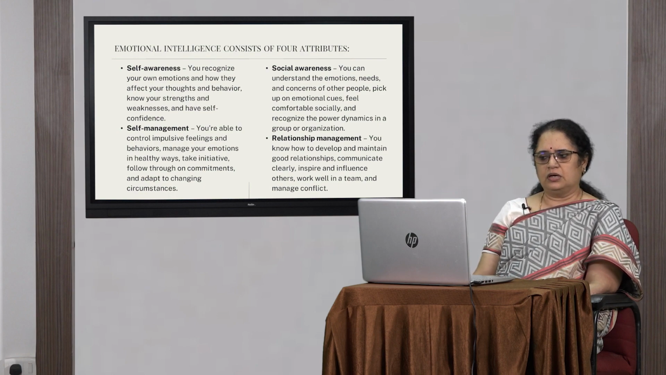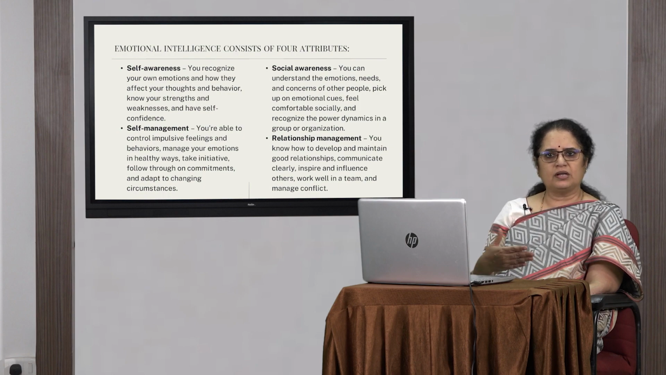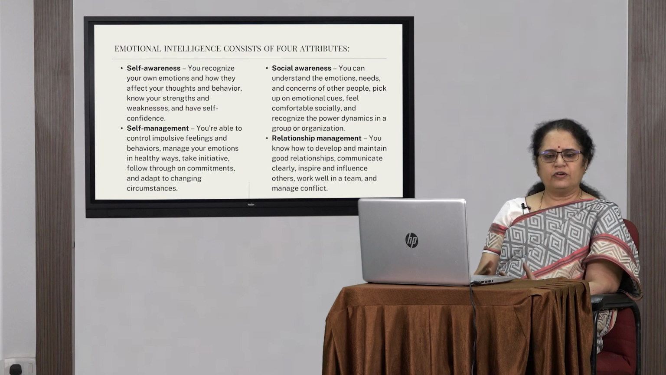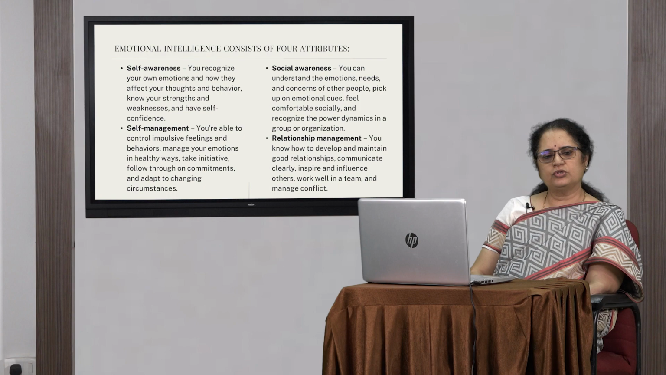What is social awareness? Social awareness is being aware of what others are feeling. It is very important for us to understand what our friends, our family members, our students or our team members at work are feeling. Why is it important? Because man is a social being, right. We are all existing in different kinds of relationships and we are not living alone. Social awareness is our ability to understand other people's emotions, our family members, our friends, our colleagues, our classmates, our students, our teachers.